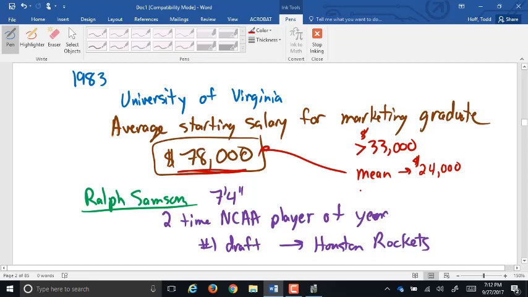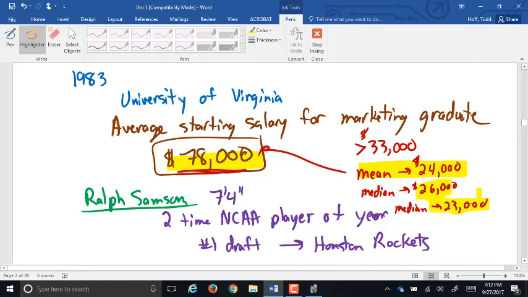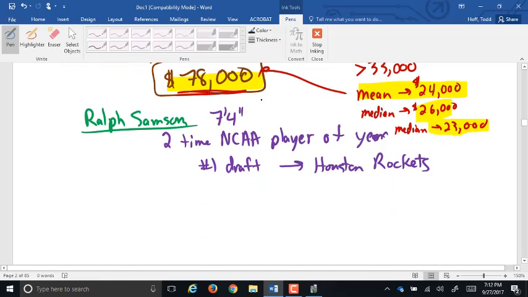Even with his salary in there, the median was about, I can't remember exact numbers, around $26,000. Without it in there, the median was around 23. Now notice, including his salary took the mean from 24 up to 78. It only took the median from 23 up to 26. It's what we call stability. The median is more stable.